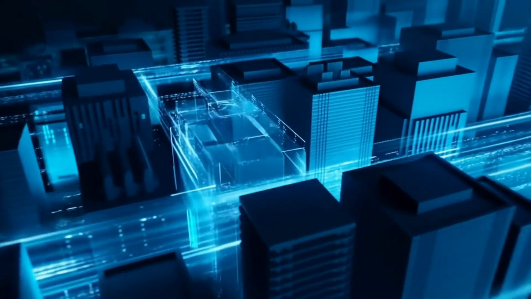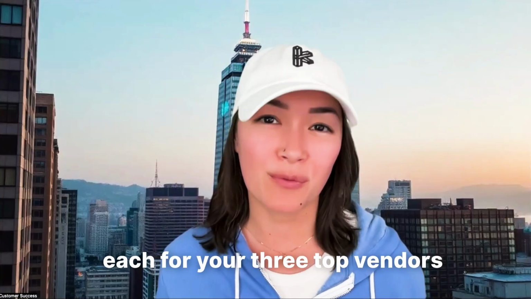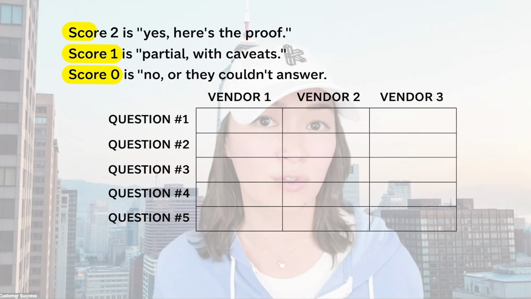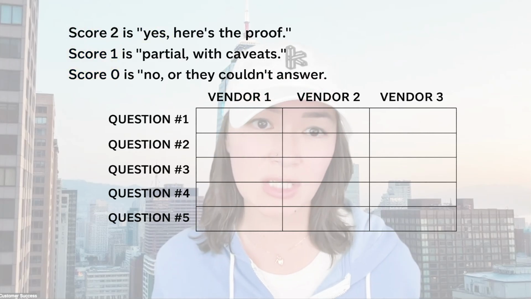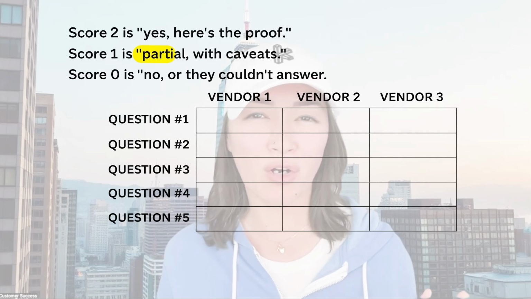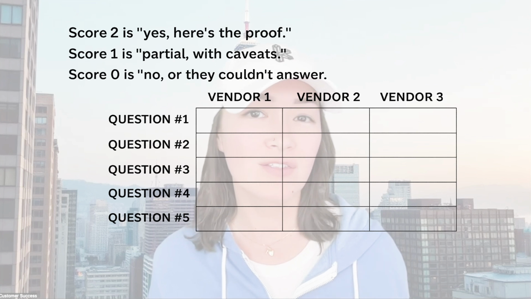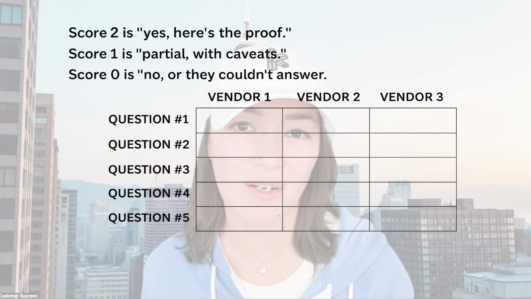So here's what to do with the 5 questions. Build a simple scorecard, 5 rows, 1 per question, 3 columns, each for your 3 top vendors. Score each one 0, 1, or 2. 2 is a yes, they had proof, they could answer your question. 1 is partially. They could kind of answer it, but there were some caveats. And 0 is just no.